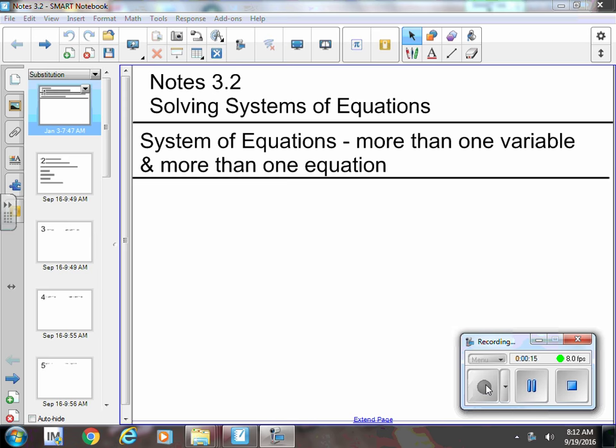First thing is the definition of system of equations, which is basically more than one equation with more than one variable. Pause the video, write that definition down.